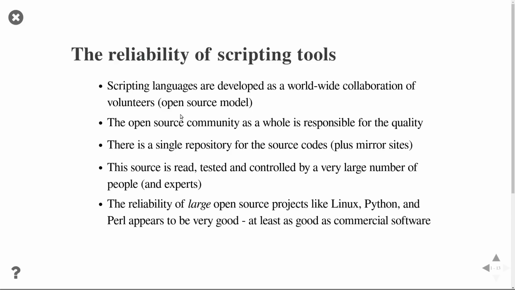Essentially, the way it works is there's a single repository of the source code of Python and of Bash. And this source code is read and tested and controlled by a huge number of people. They use exactly the same type of development strategies that I want to advocate in this course. Many of them use GitHub, and many of them use the peer review process that you will use later on.